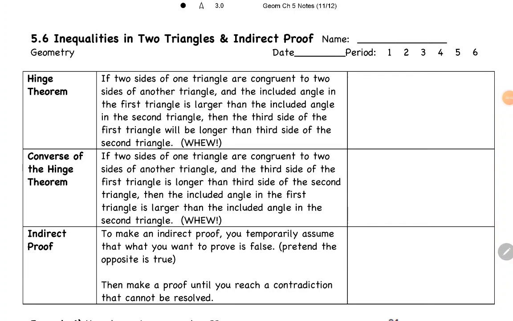Today we're going to learn about the hinge theorem, inequalities in two triangles, and indirect proof.